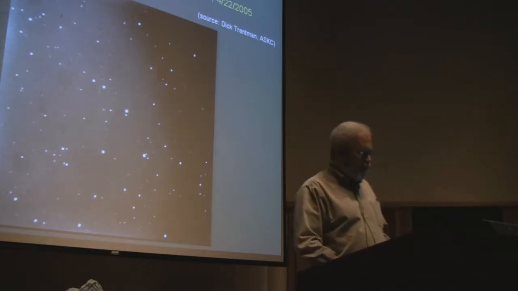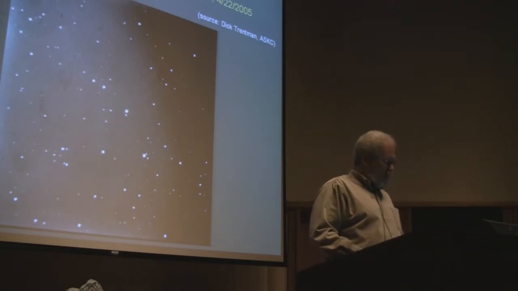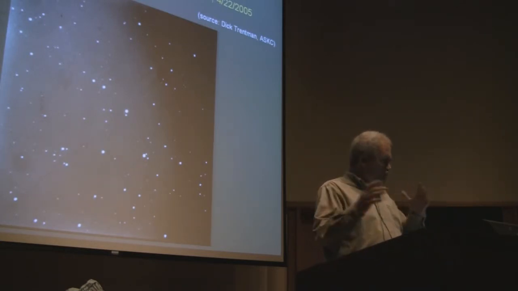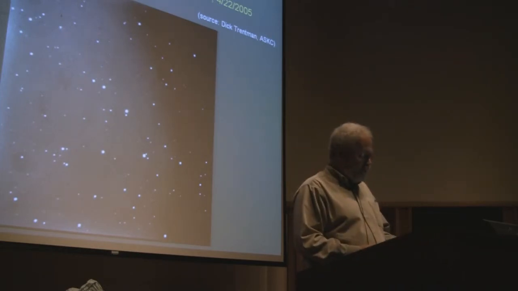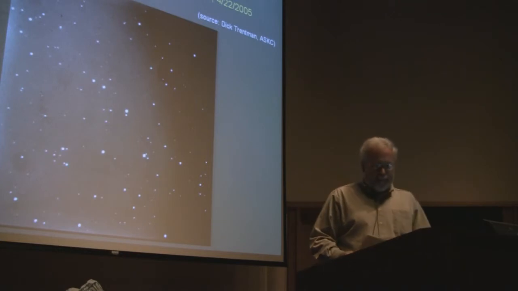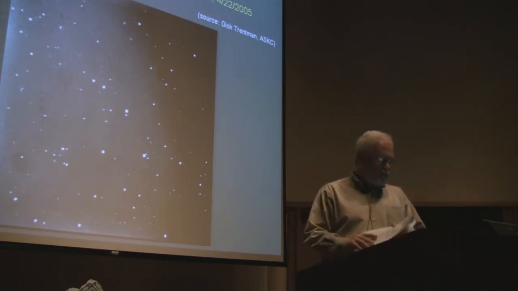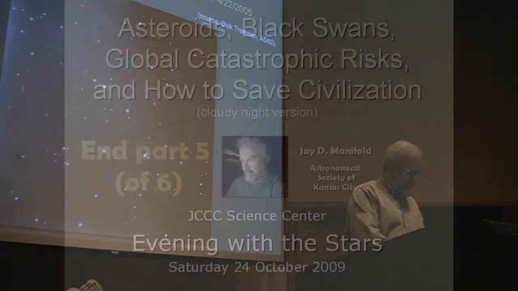Clyde Tombaugh found Pluto the same way, except that he didn't have computers and software. He had physical glass photographic plates and some kind of mechanism that moved back and forth, and he had to sit at a desk and work on it for months, whereas we can do it in a few minutes. Which, by the way, is the real reason that Pluto is still a planet, as far as I'm concerned. Okay, so how do we save civilization?